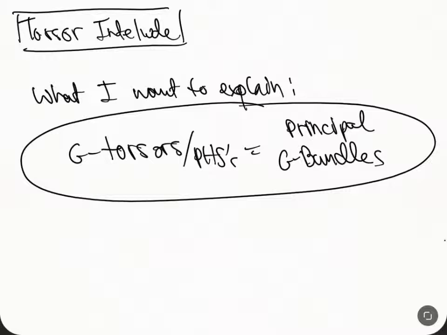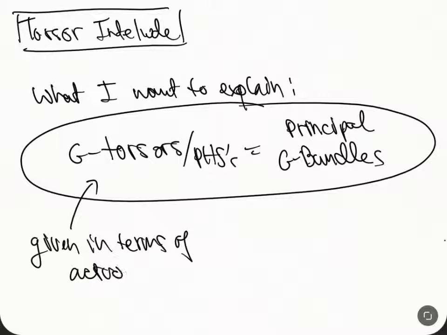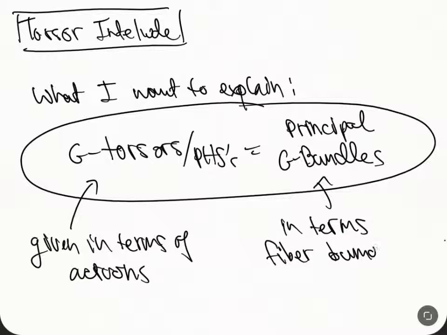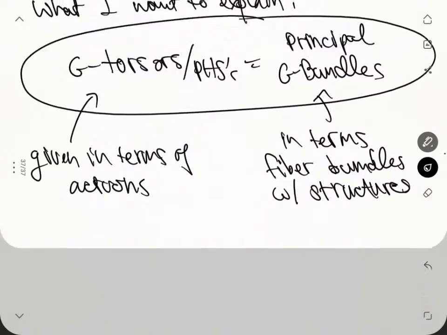So what's the difference between these two things? This one is given in terms of actions, and this one is given in terms of, let's say, fiber bundles with structures. Okay, so now I'm just going to continue rolling along.